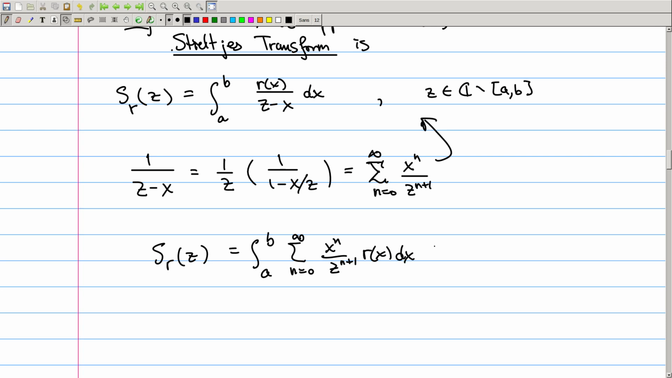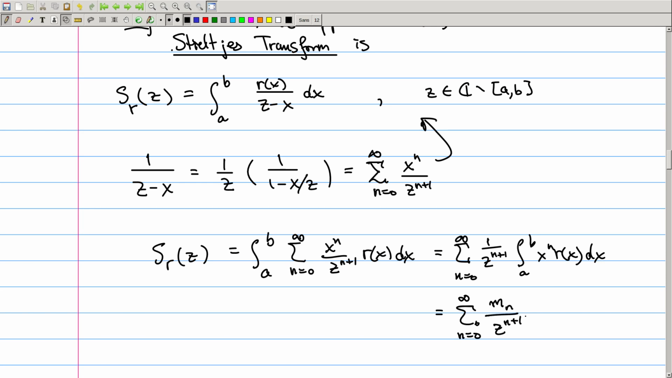And assuming the function r of x is suitably nice, we can swap the order of the integral and the summation, and rewrite this as the sum of 1 over z to the n plus 1 times the integral from a to b of x to the n times r of x dx. And of course we recognize that as our moments. So this is a series, the sum from n equals 0 to infinity of the nth moment of our function r divided by z to the n plus 1.